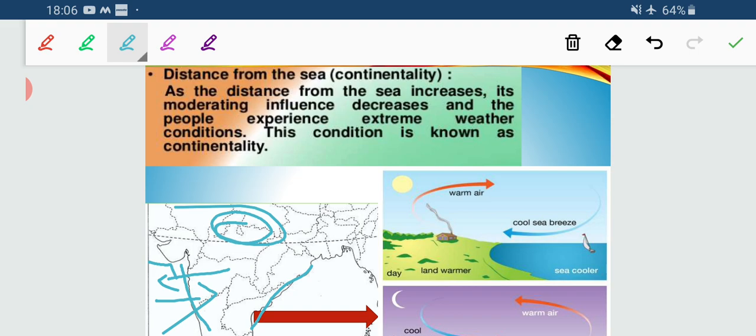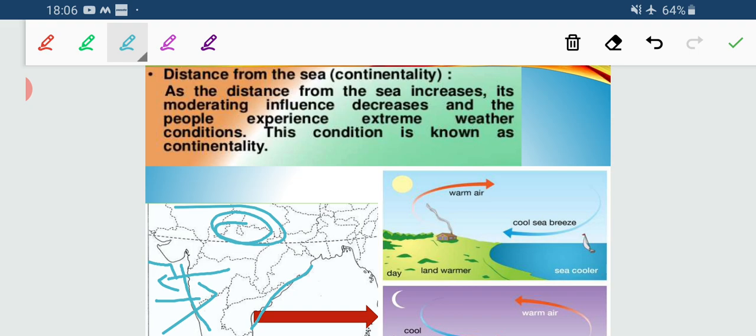And the places situated in the interior parts of the continent, what is the result? They do not get any impact of land and sea breezes. So during the summer season the temperature is too extreme, and during the winter season the temperature is too low. That means too high during summer, too low during winter. We have already discussed the two types of climate: the coastal areas have an equable climate, and the interior parts of the country have an extreme type of climate.